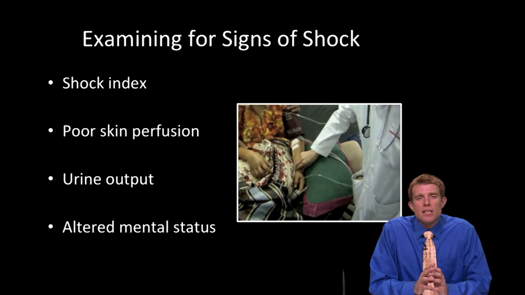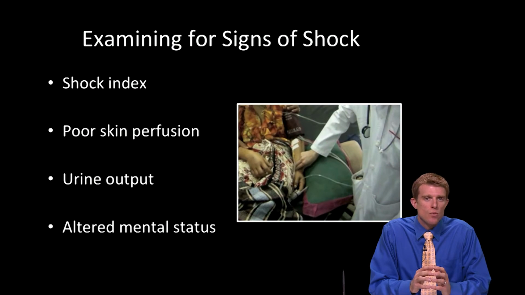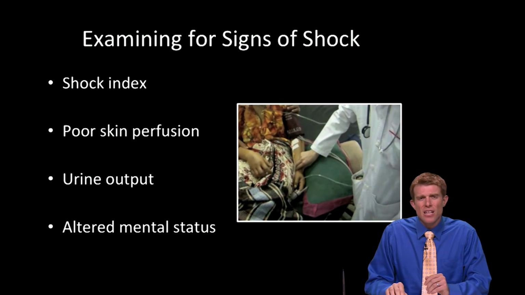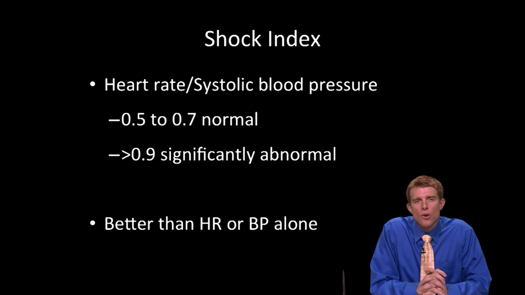There are a few things that I like to make sure that I examine in patients when I think they're in shock, okay? These are shock index, poor skin perfusion, urine output, and I like to look at their mental status as well and check and see if they're at their baseline mental status or if they're altered. Let's look at each of these individually. What is the shock index?